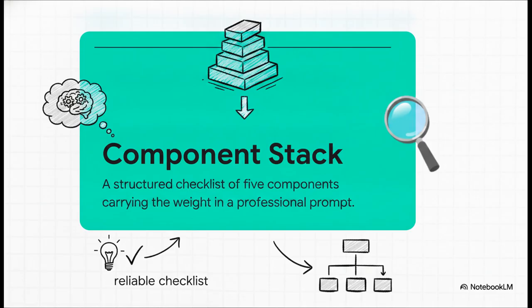This is basically a structured checklist of 5 distinct components that carry almost all the weight in a professional prompt. Honestly, just putting a name to these components is a game changer. It empowers you to run this reliable mental checklist before you send any major request to the AI. It takes all the emotion and randomness out of the process and just replaces it with pure logic and structure.